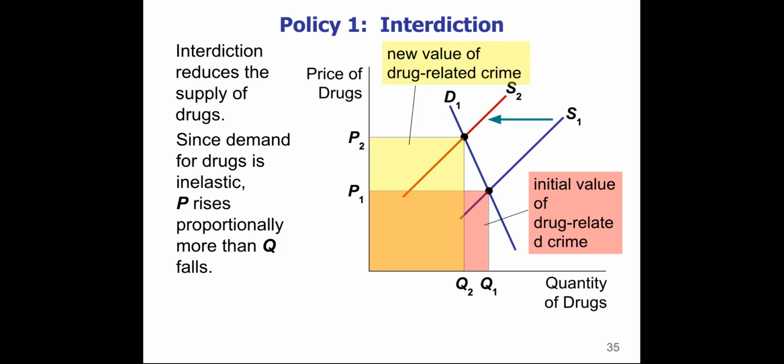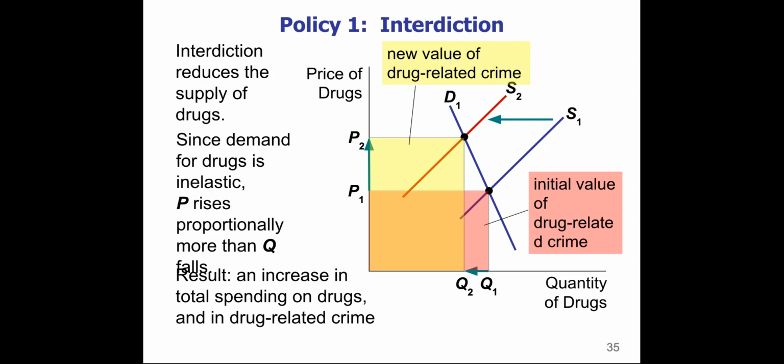So the original total revenue that the drug dealers were making from selling their drugs is in the pink box. And once we reduce the amount of supply, because a lot of the buyers of drugs are addicted and they're still going to buy anyway, but now there's a limited amount of supply, it means that they can raise the price pretty significantly. And that means the value, at least to the people selling the drugs, is much higher. So the result is that an increase in total spending on drugs and drug-related crime are both going to rise here.